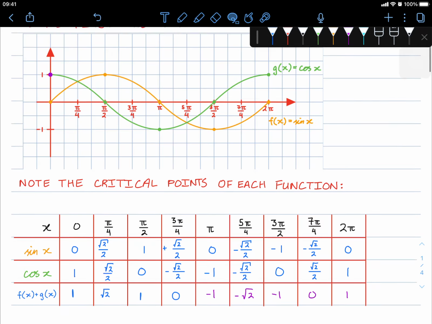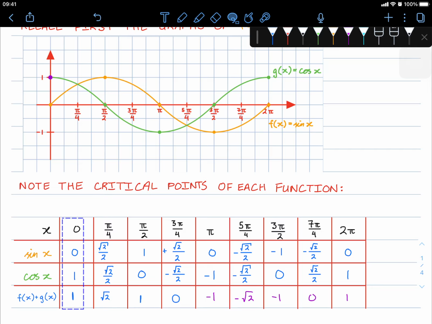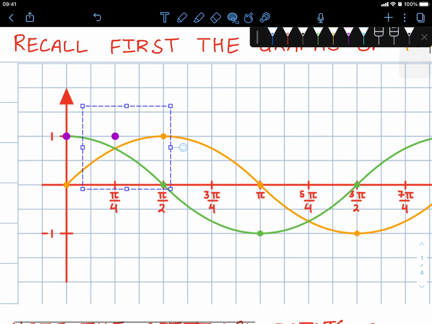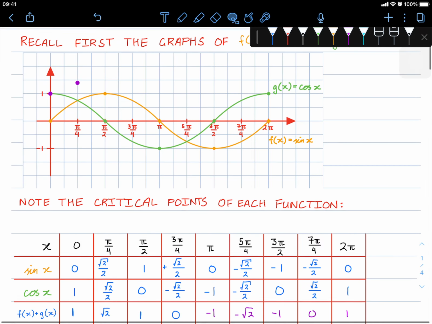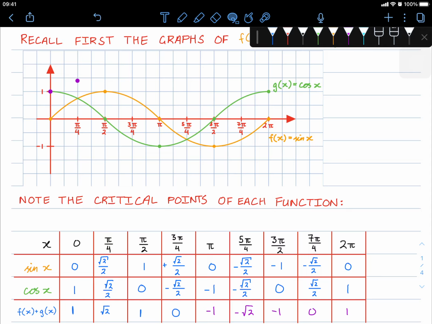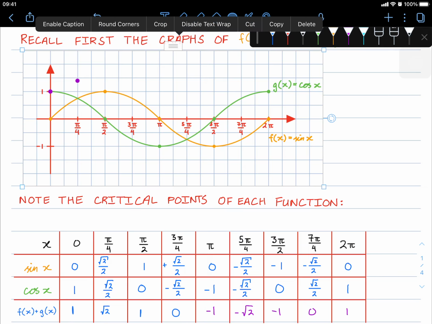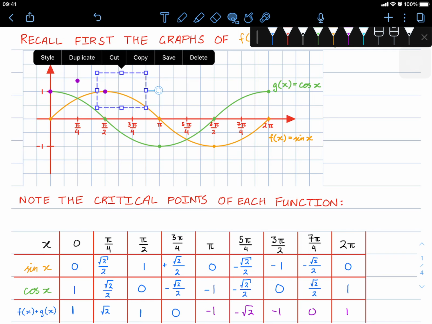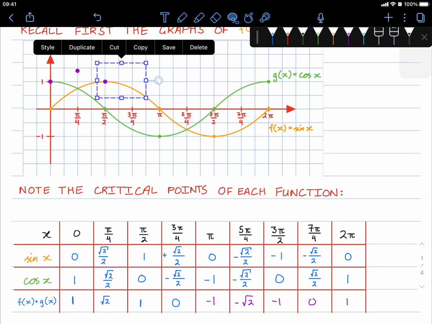Now from here, let's plot these points here. So when x is 0, the sum is 1, which is what I've done there in purple. When x is pi on 4, the sum f of x plus g of x is root 2. You can check in your calculator. Square root 2 is approximately 1.4. So a little bit like that. Then at pi on 2, it's back to 1. And then at 3 pi on 4, it's down to 0.